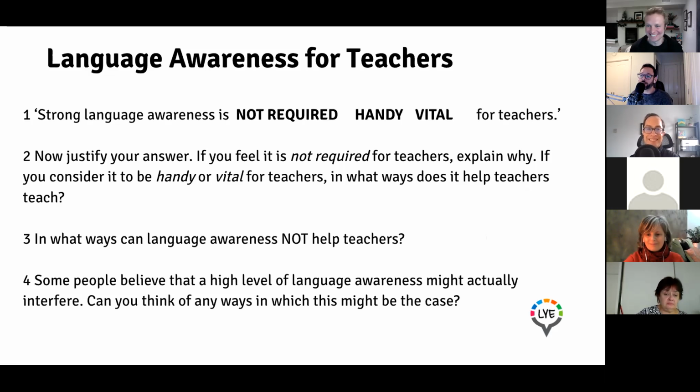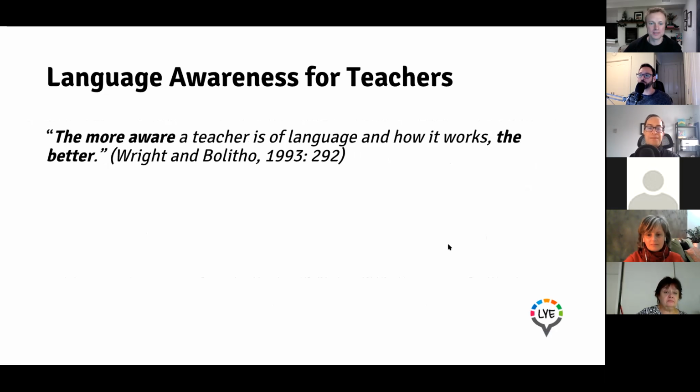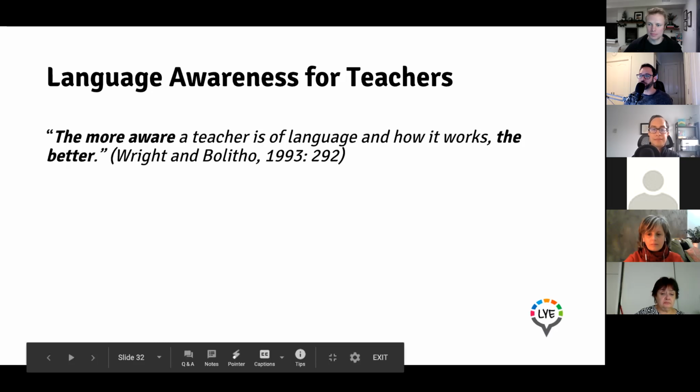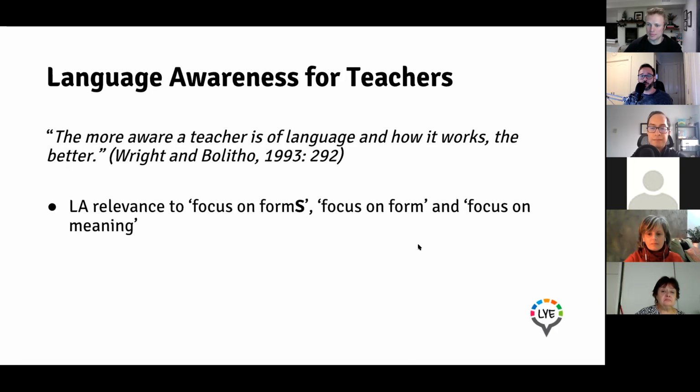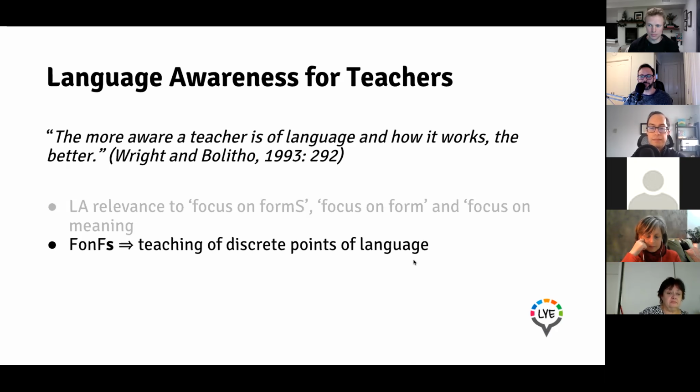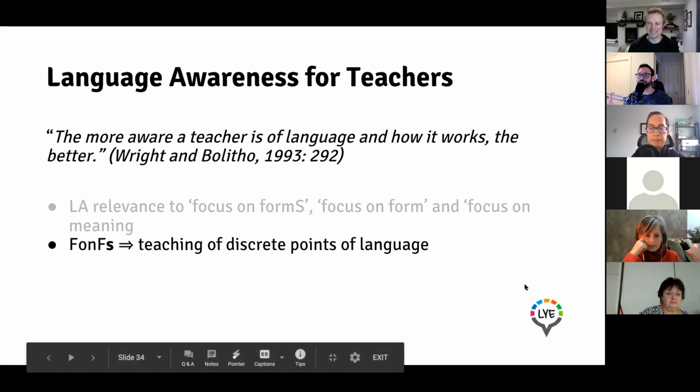Well, Wright and Bolitho argue in one of their papers that the more aware a teacher is of how language works, the better. So there is a necessity for teachers to develop this awareness. And when we look at second language acquisition perspectives, language awareness is relevant if you are teaching with a focus on forms, if you are teaching with a focus on form, and even if you're teaching with a focus on meaning. I'm not going to get into the differences between focus on forms and focus on form, but I would just quickly explain.